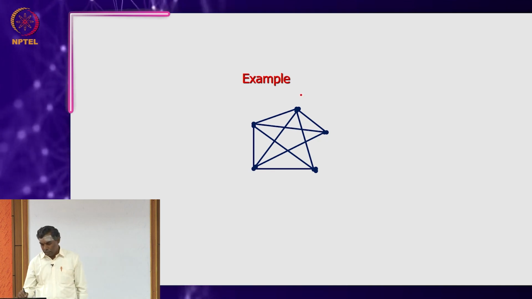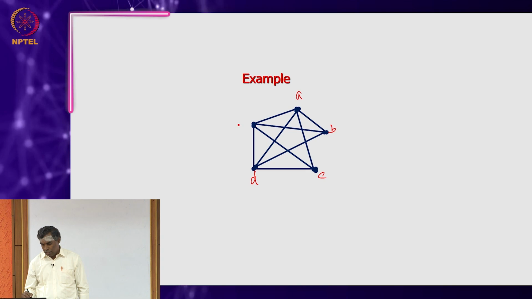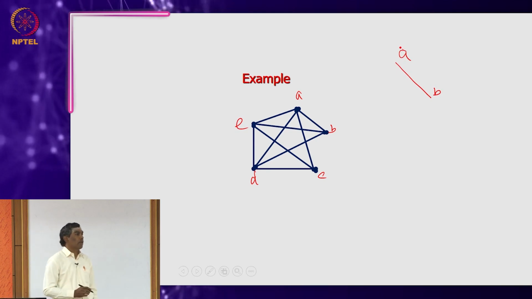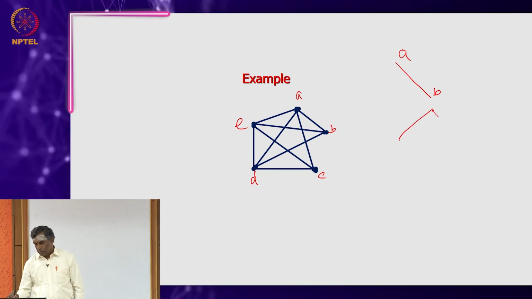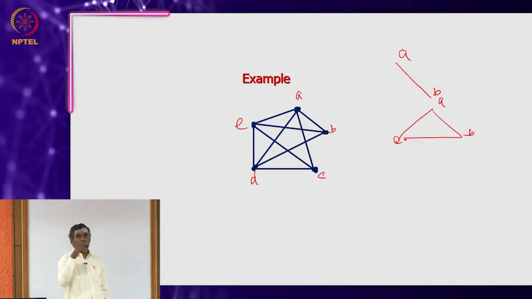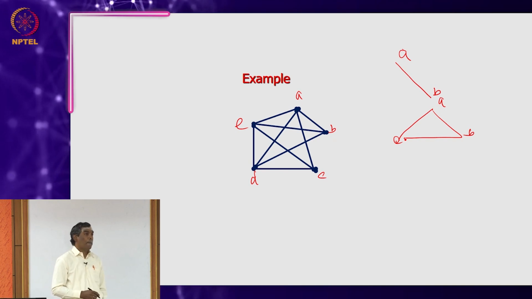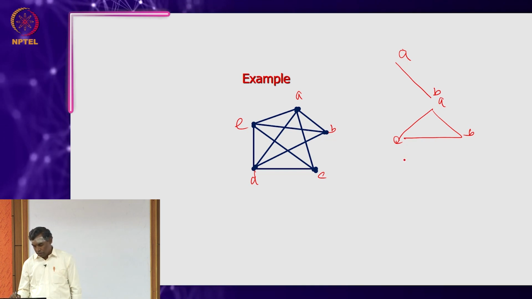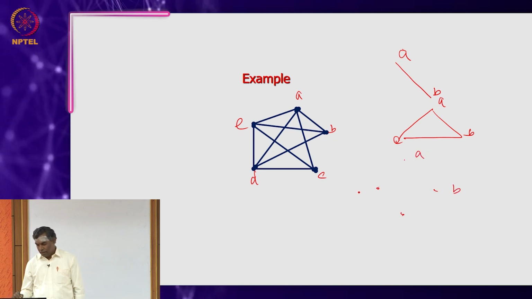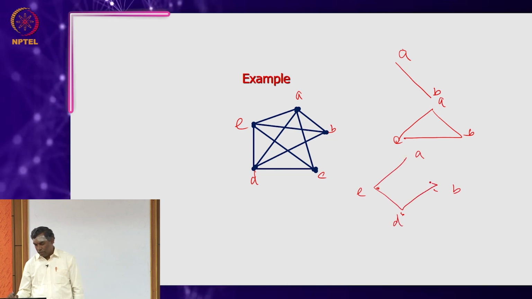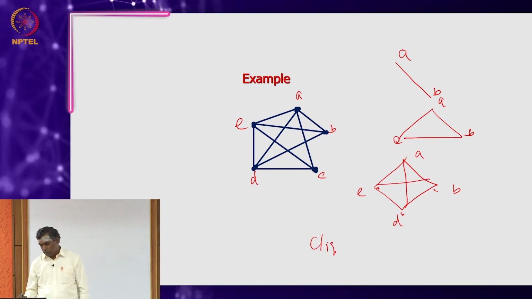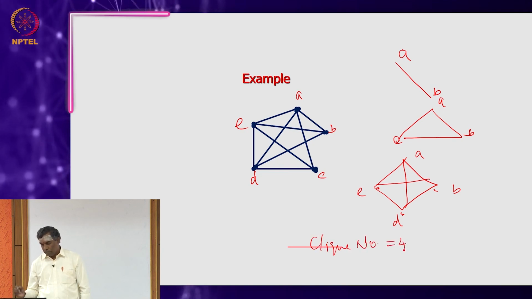For example, I can label the vertices A, B, C, D, E. This AB is a clique. Am I correct? Is it a clique? Yes. And then this ABE is a clique, a K3 inside. Is there a K4 inside? You can look into that. A, B, E, D. You will see that there is a K4 inside it. Therefore, the clique number is 4.